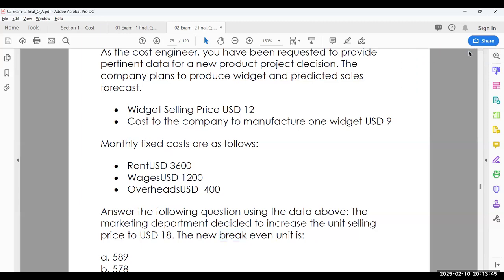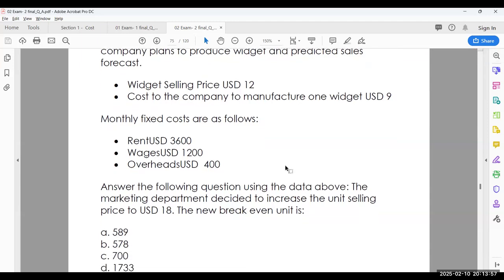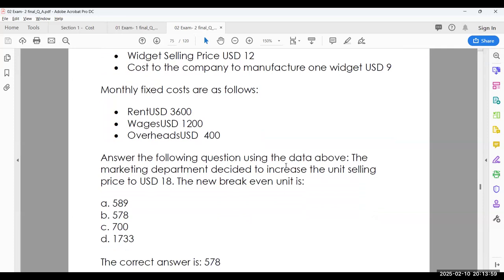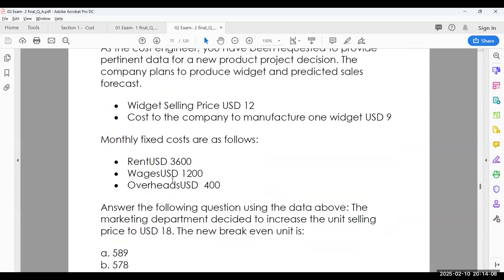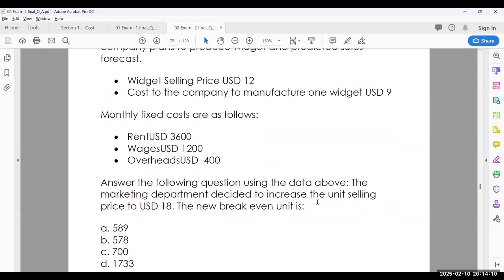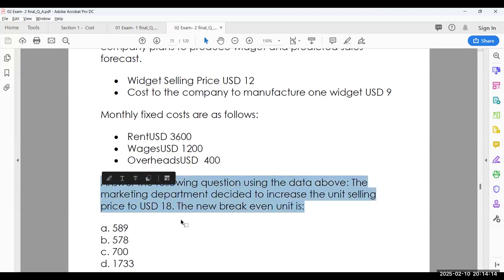I think the answer is B. Answer 578. Everyone got the answer? So you are taking the selling price as USD 18, yes. But you have to be careful while doing the problem. Initially they gave 12, then later they gave 18.